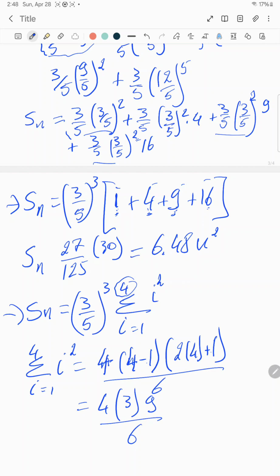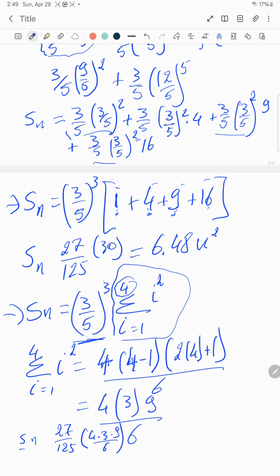So my formula, so it becomes 4 times 3 times 9. So my formula becomes my Sn, the lower bound of my formula, is equal 27 over 125, which is 3 over 5 to the power of 3. And instead of writing this, I can write times 4 times 3 times 9 divided by 6.